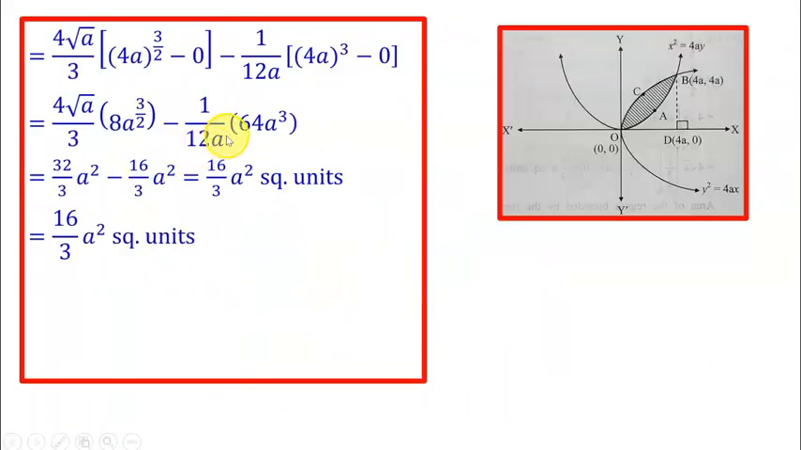Next, here we will see. Okay. This again, a cube upon a, then you will get a square here. 32 upon 3 a square minus 16 upon 3 a square. Then you will have 16 upon 3 a square square unit. And finally, the area of the region between these two parabolas is 16 upon 3 a square square unit. And this is the answer.